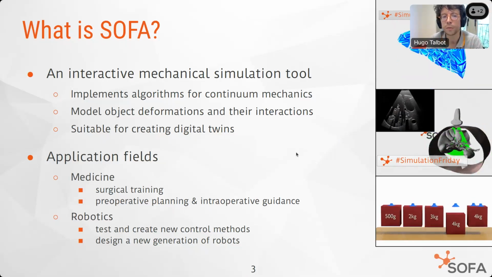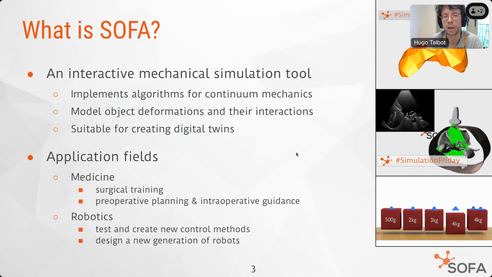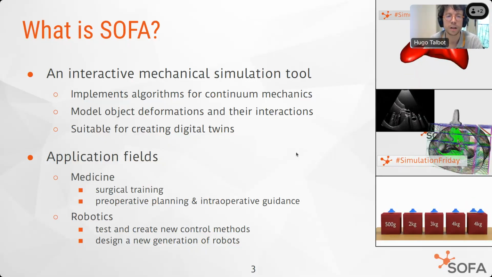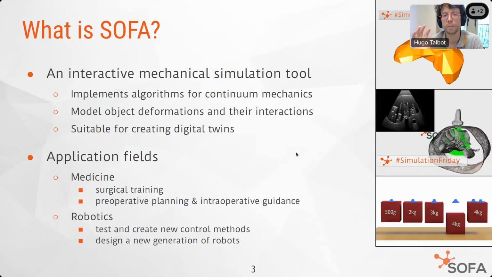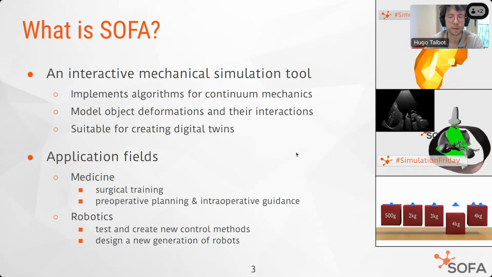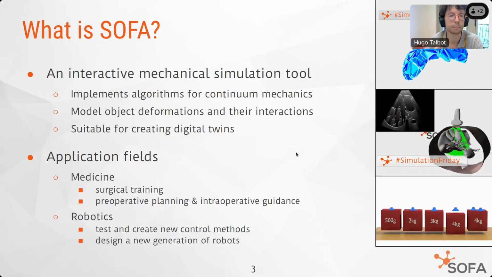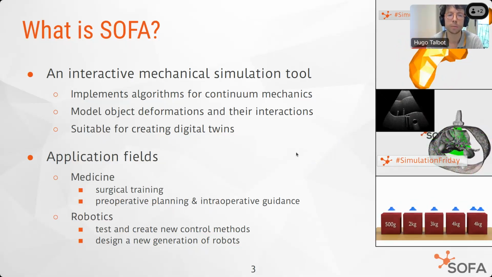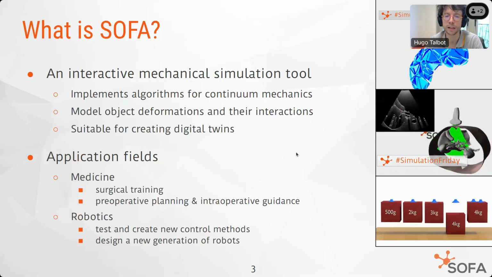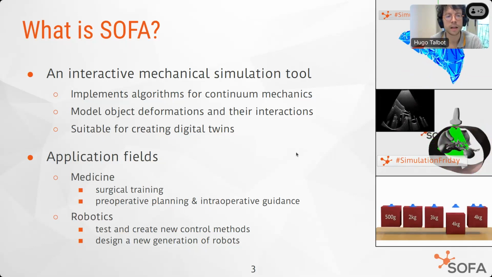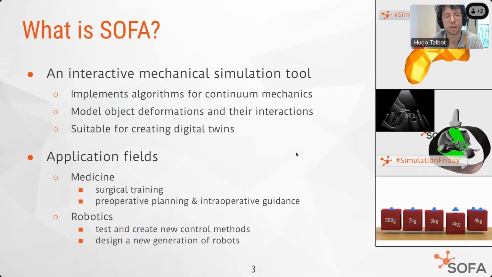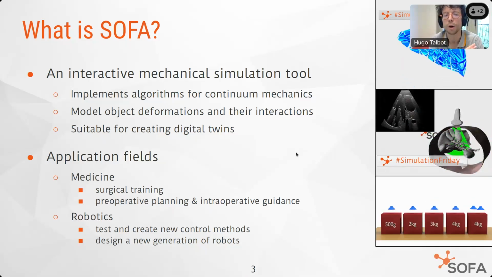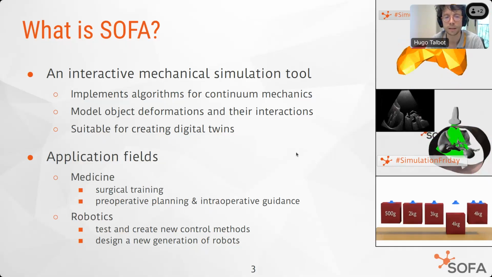The SOFA community uses those simulations mainly for two kinds of applications. We have digital twins used for medicine, in digital health projects where we can use simulation for surgical training, preoperative planning, and intraoperative guidance. We'll get back to that. The second application field where SOFA is used is robotics, which is newer for the project, a bit more recent.